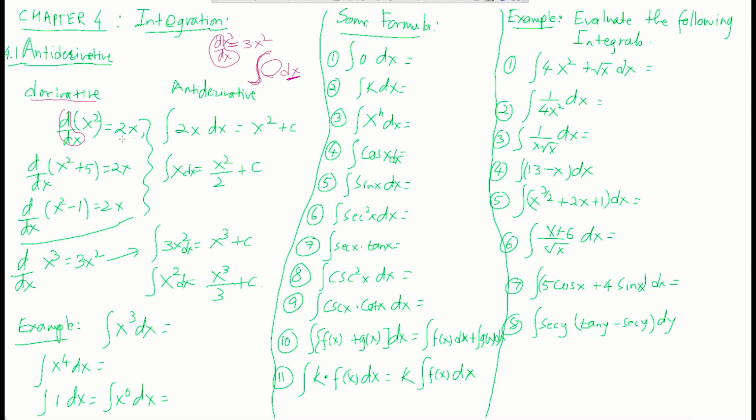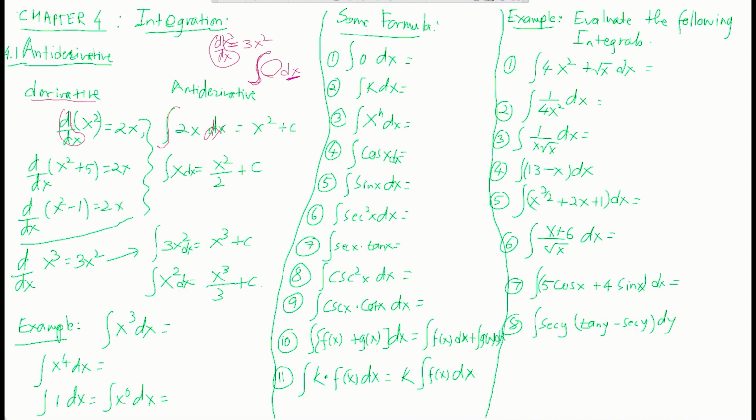So the integration of 2x, or antiderivative of 2x, you see that? We wrote the s symbol and then dx here, right? So the integral of that thing is x squared. But you see why I wrote x squared plus c? I will discuss that.